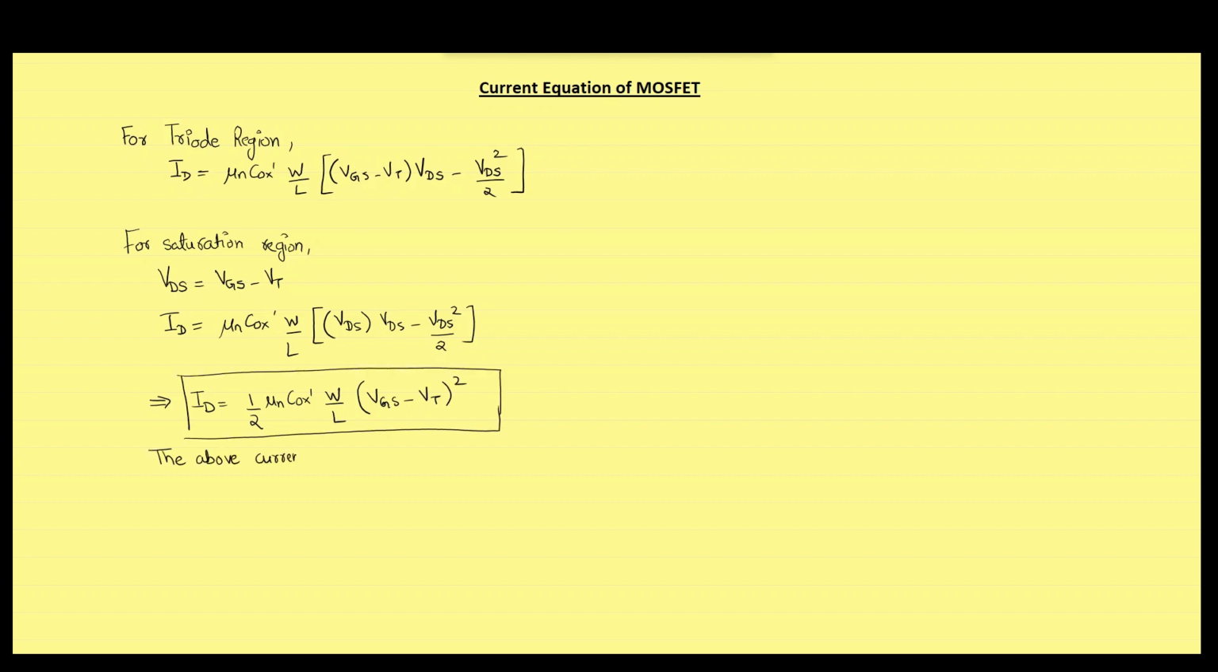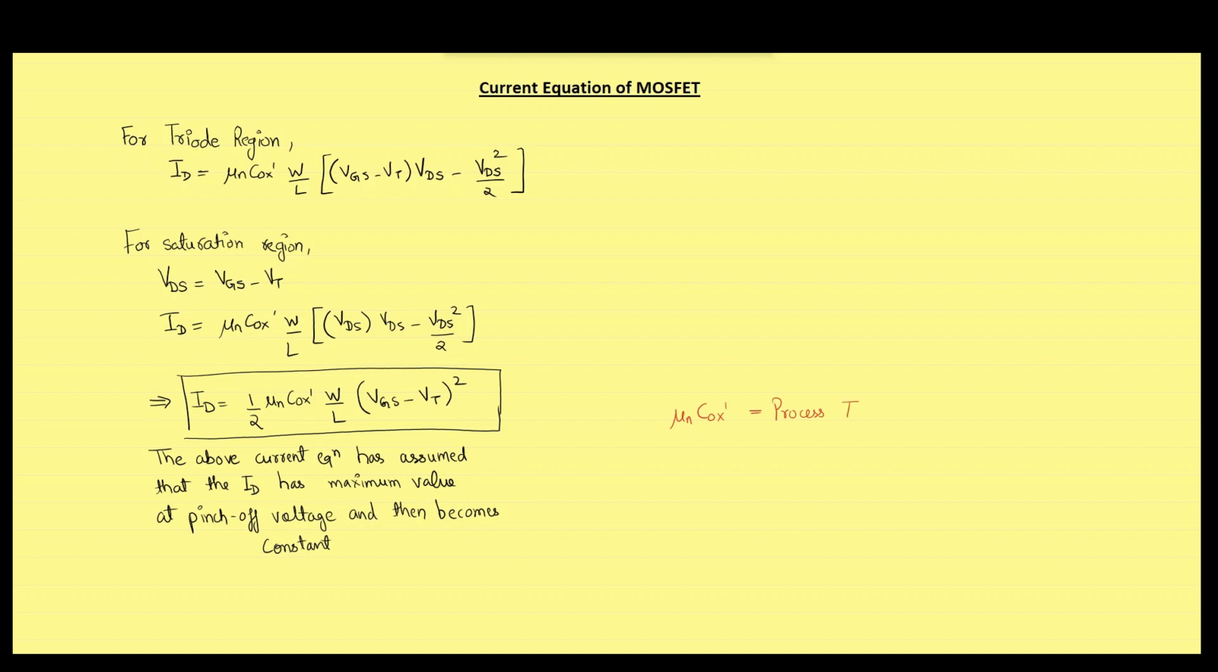We got this current equation after assuming that at pinch off voltage, the drain to source current gets its maximum value and becomes constant. The product of mobility of charge carriers and capacitance per unit area is referred as process transconductance parameter. We have taken mobility of free electrons because we have considered n-channel MOSFET. Similarly, the ratio of channel width W to the channel length L is also known as aspect ratio of the MOSFET.